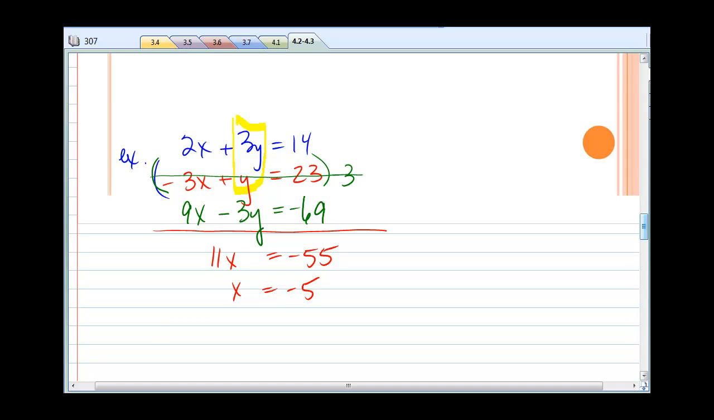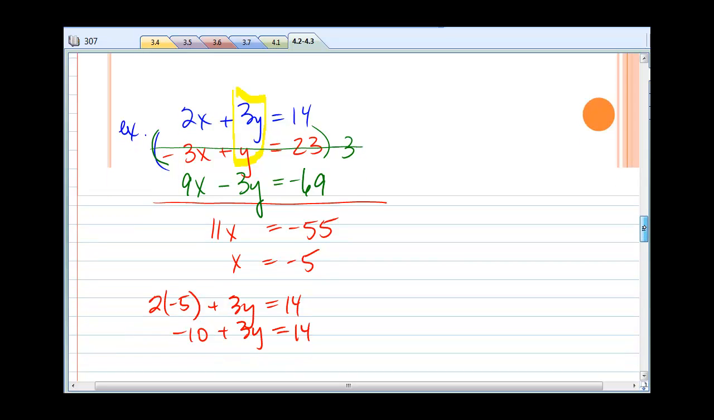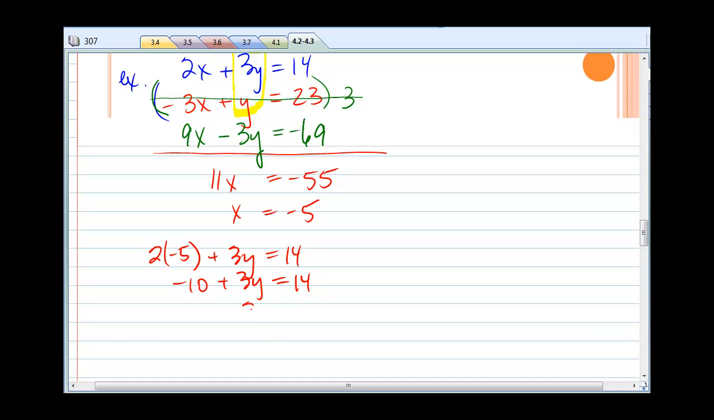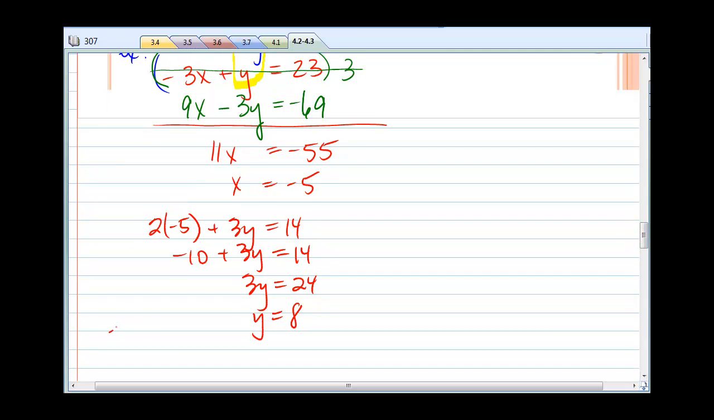Let's choose the first equation: 2 times negative 5, plus 3y is equal to 14. So negative 10 plus 3y is equal to 14. Add 10 to both sides. 3y is equal to 24, so y is equal to 8. I discovered that the solution to this set of equations was negative 5, 8. And that's how you solve a system of equations by elimination.